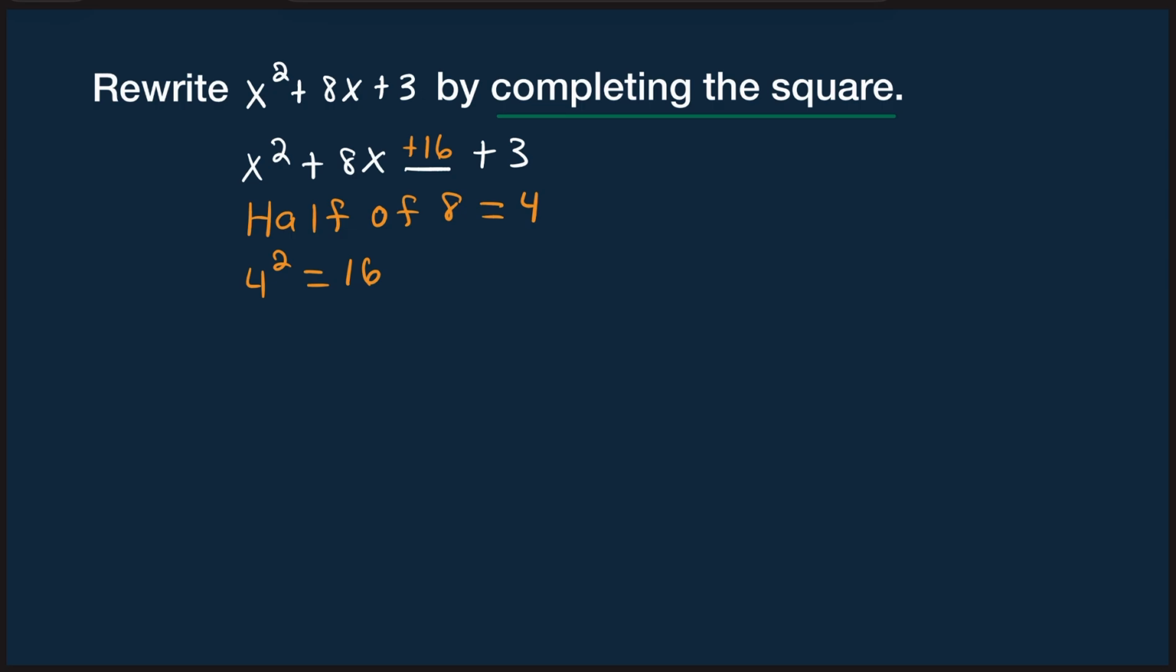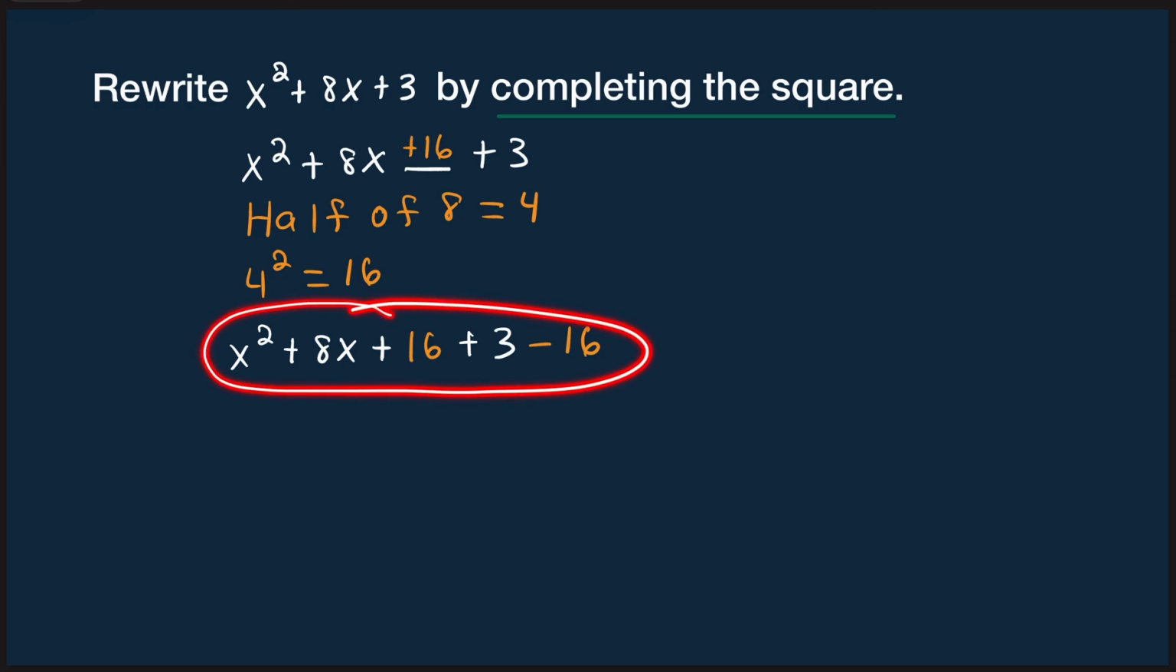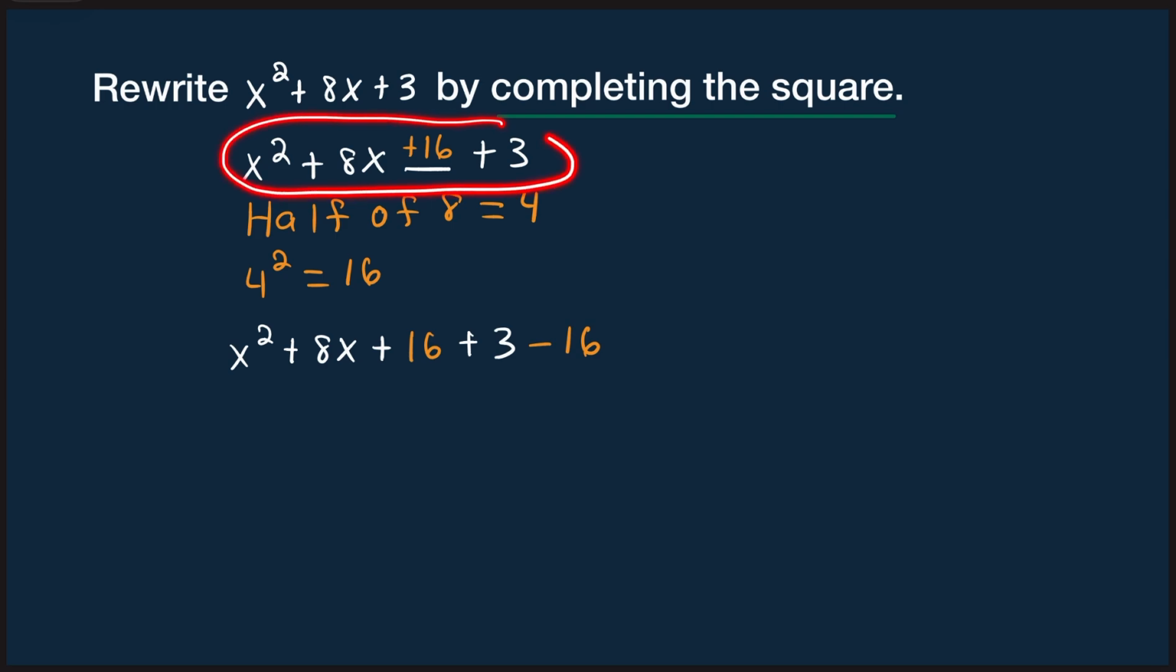Now we're going to balance the expression, and I'm going to rewrite the expression here, and that is x squared plus 8x plus 16 plus 3. And now I'm going to place negative 16. All right, I want you to see this, that I had to keep the value the same as what we have here in the top. That's why we added the negative 16 there.